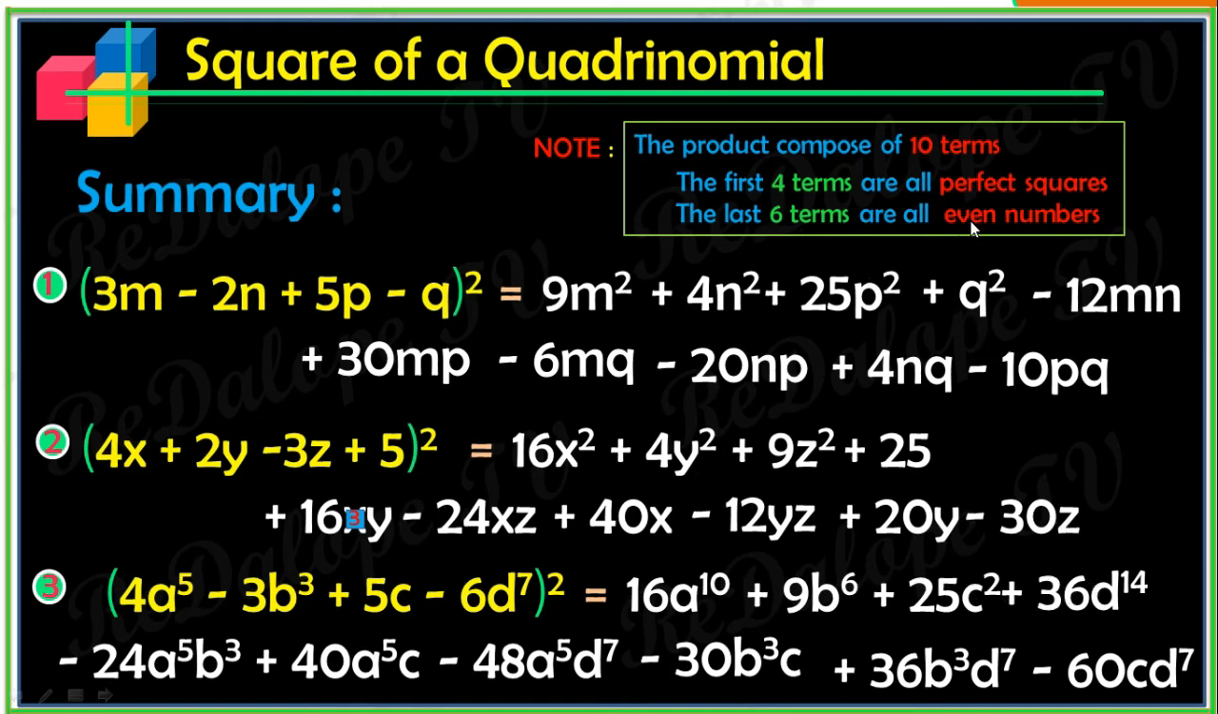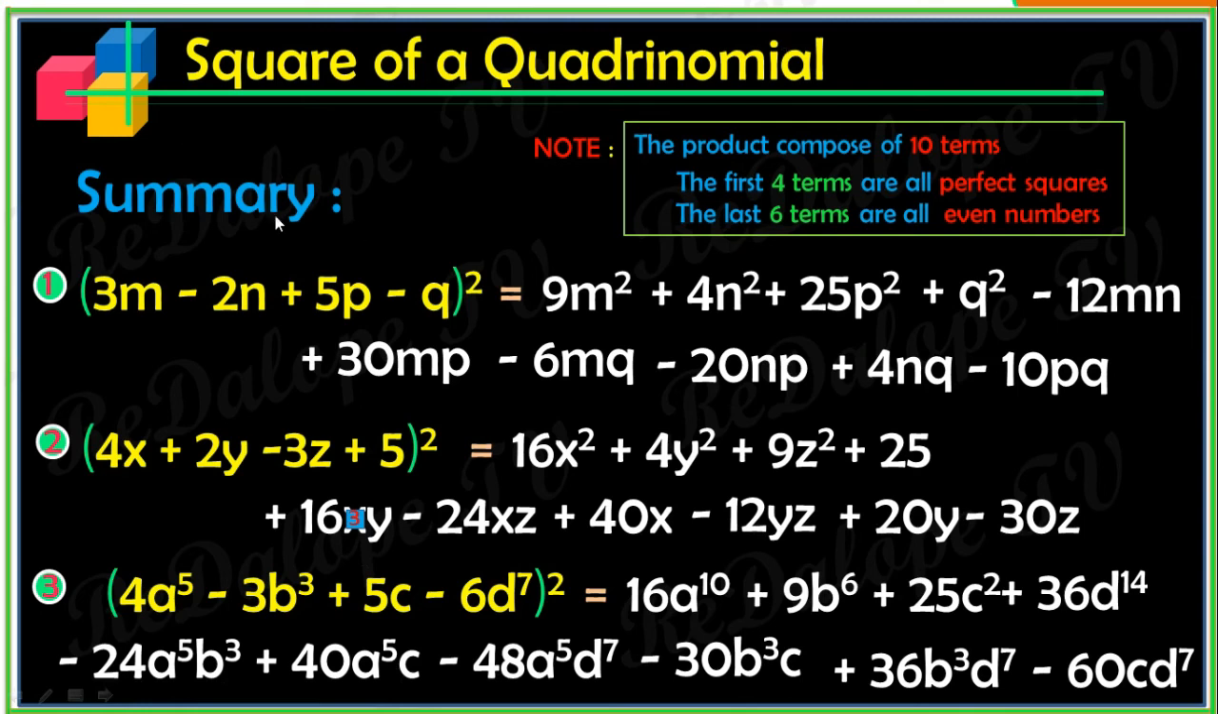And the last 6 terms are all even numbers. So these are the last 6 terms for problem number 1: 12, 30, 6, 20, 4, and 10 are all even numbers. And then for number 2, the last 6 terms are also even numbers. So 16, 24, 40, 12, 20, 30 are all even numbers. For number 3, 24, 40, 48, 30, 36, 60 are all even numbers.